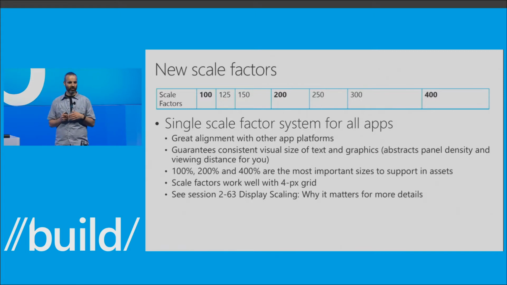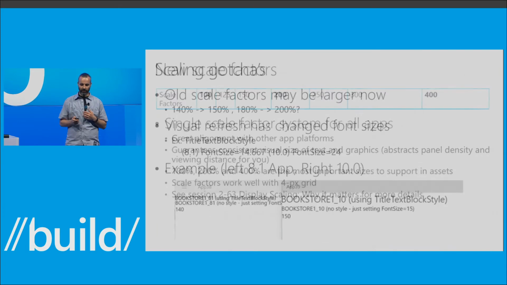And it's pretty simple. We use technology called MRT, Modern Resource Technology. All you have to do is name your file with .scale-200, for example, .png. And that will load that one at runtime. There's a great talk that was pre-recorded for Build, 263, on display scaling. It goes into great detail on this, and he talks about effective pixels and how we've taken into account viewing distance and all the factors that go into effective pixels.